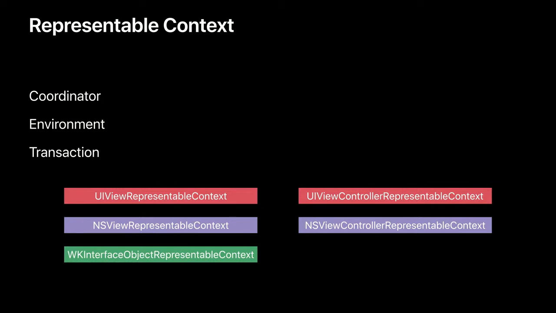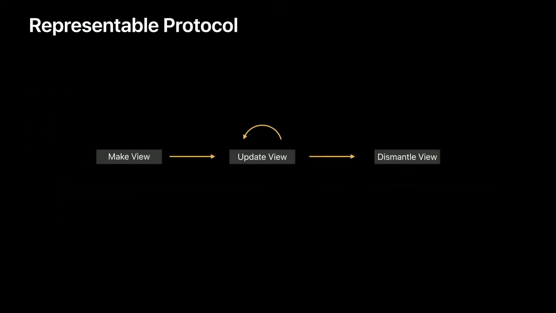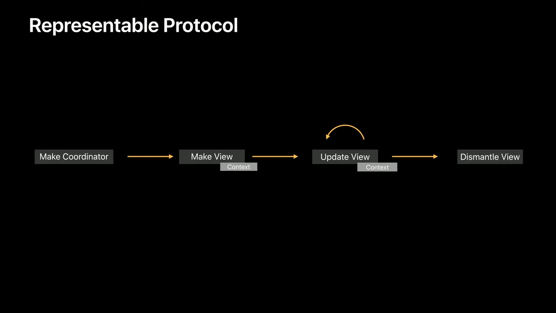Now, let's take another look at the Representable protocol diagram that we saw. In the make and update methods, we pass a parameter for the representable context. This context already has information about the environment and transaction. If you wish to use the coordinator, however, you would have to create that yourself. That can be done using the optional makeCoordinator method. During initialization, the makeCoordinator method is called first, followed by the makeView and updateView methods, so that the coordinator is available through the context when you're configuring your views.